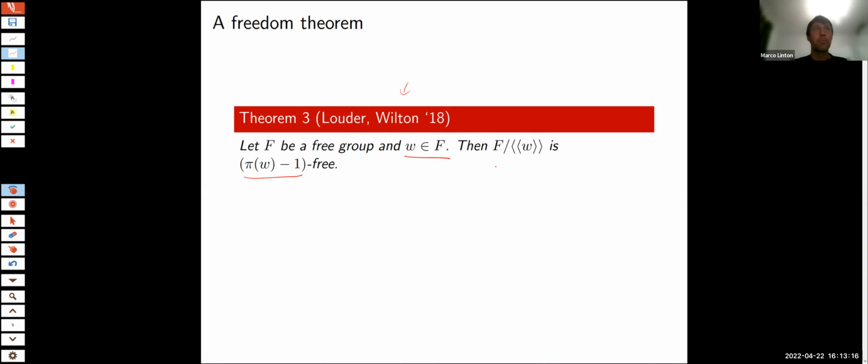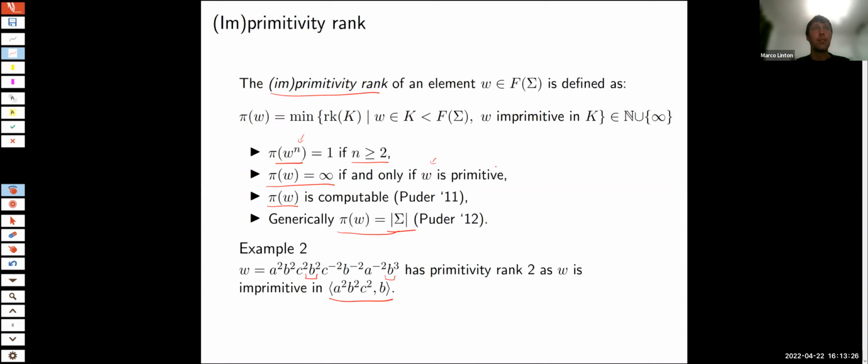Okay, so what does this tell us? Well, it tells us that we have some strong connection between the subgroups of our one-related groups and this sort of property of the defining relation in the underlying free group, which is very nice.